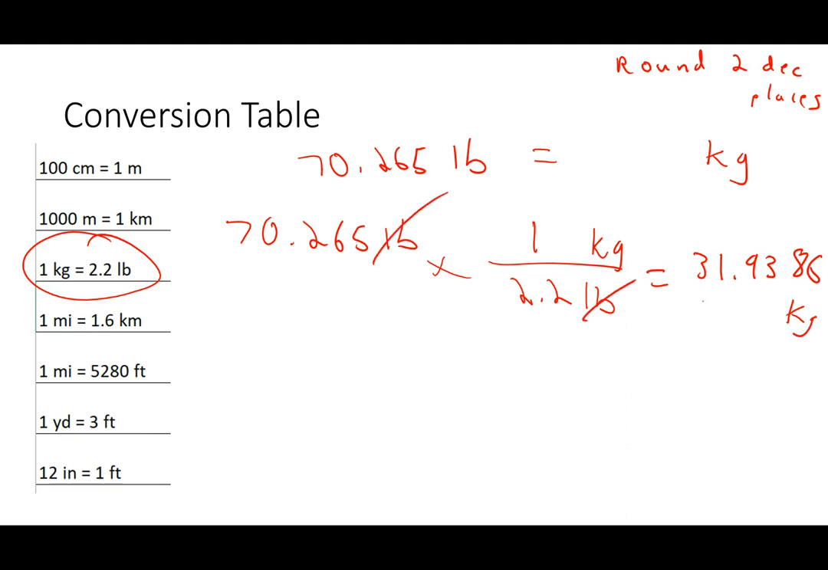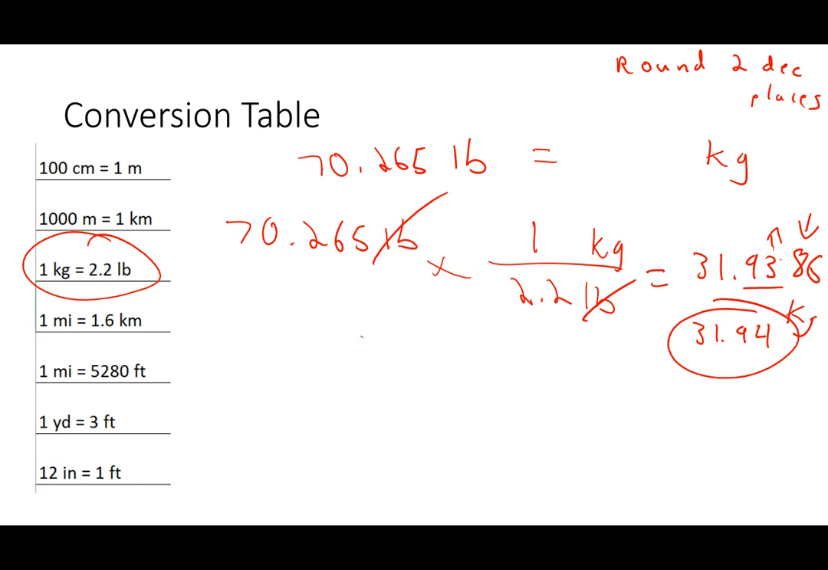But I'm asked to round to 2 decimal places. So I'm going to look at this number right here. It's 5 or above, so I go high. Because it is 5 or above, I'm going to round up. So this number is going to go up. So it's 31.94 kilograms. And that's 2 decimal places.